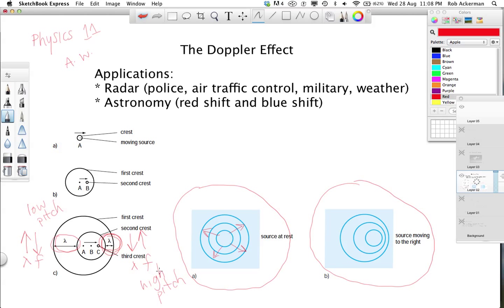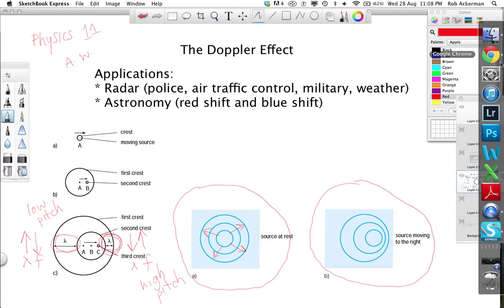But the point is, if the train is coming toward you, if you're standing in front of the train, you hear a high pitch. If you're standing behind the train, you hear a low pitch. The sound of the train whistle changes depending on where you are, if the train is moving.